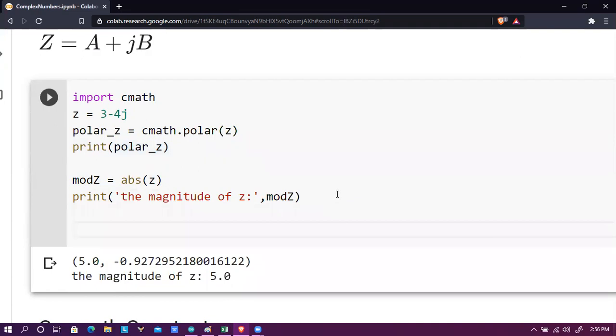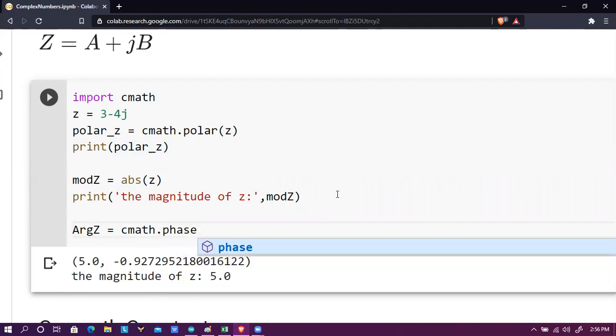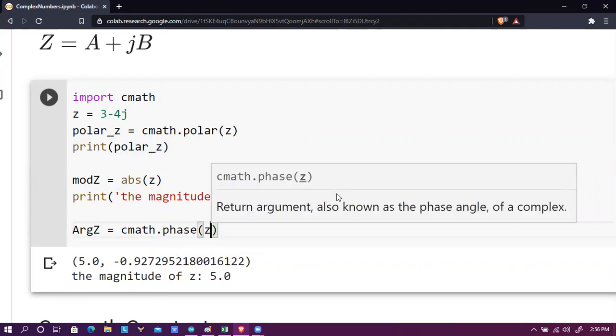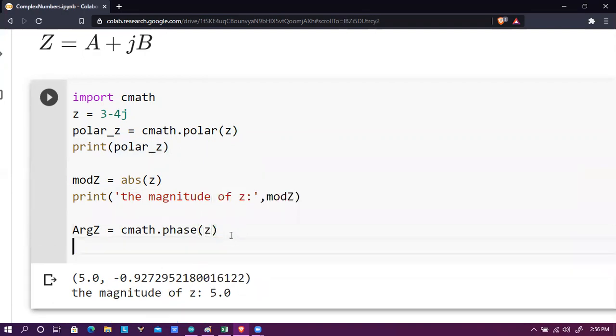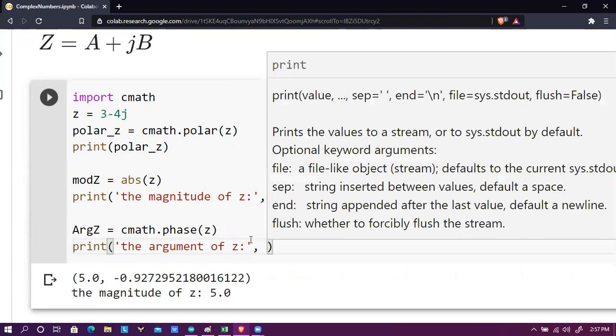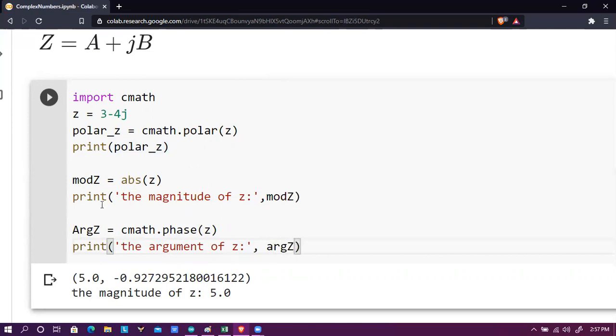Let's try to find the argument of z. Take note, the argument of z is just the angle of z. Okay, so that is represented by cmath.phase of your complex number z. Okay, and then we are going to print. Okay, we will be printing the argument of z. The argument of z is rz. This is in our variable. Let's make this one smaller. Okay, let's print.